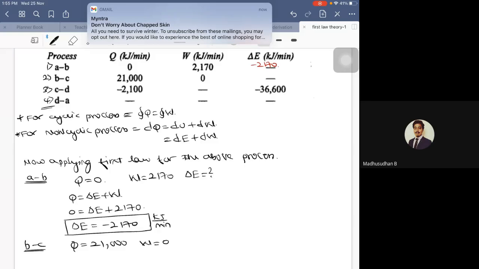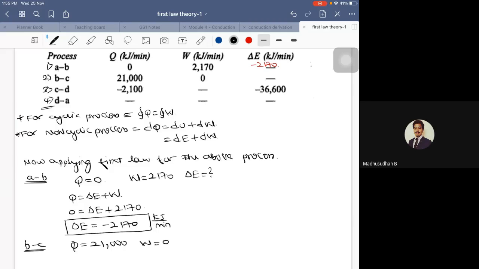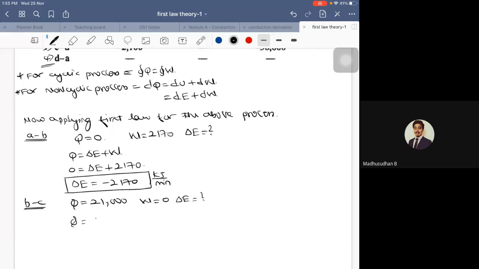And the value of delta E, again, we are supposed to calculate. Again, use the same expression. Q is equal to delta E plus W, where Q was 21,000. That is equal to delta E you're supposed to calculate, plus W is 0. So here, the value of delta E is how much? 21,000 kilojoules per minute.